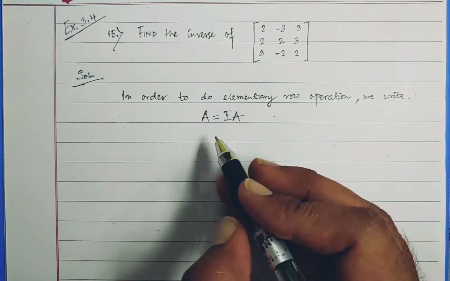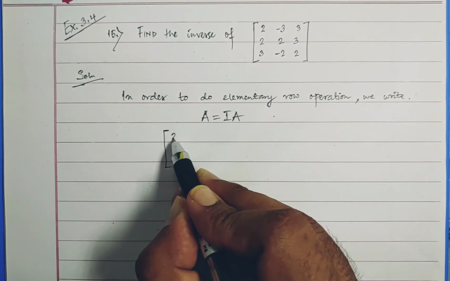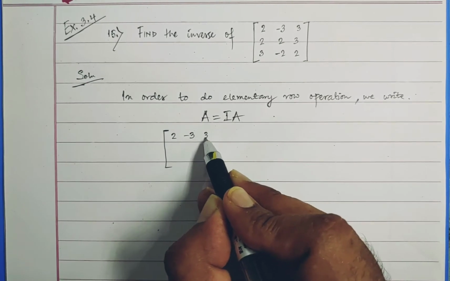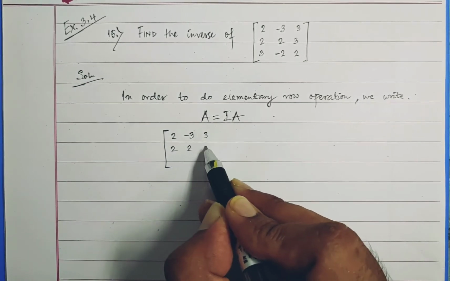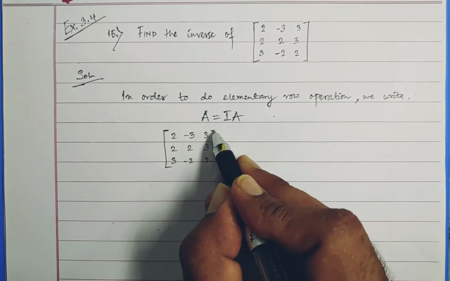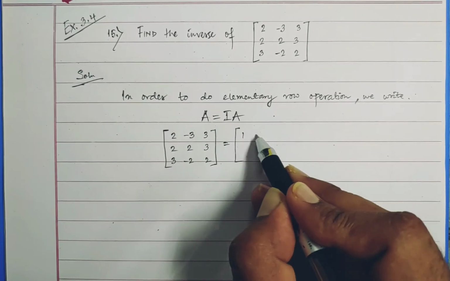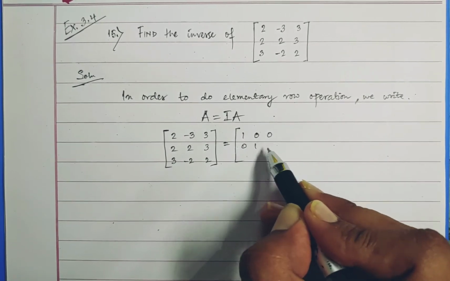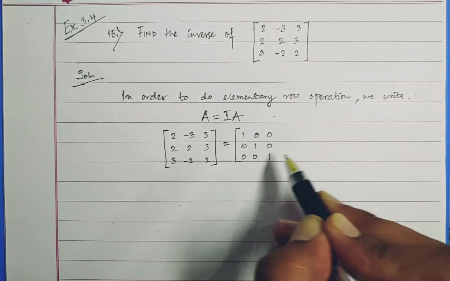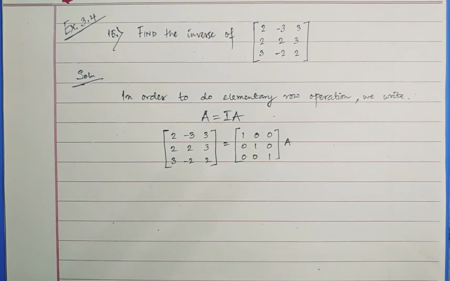So first A is given in here, so write this. It will be 2, minus 3, 3, 2, 2, 3. Then it will be 3, minus 2, 2. So this is our A, and then I will write I: 1, 0, 0, 0, 1, 0, 0, 0, 1. And that's your A. Understood?